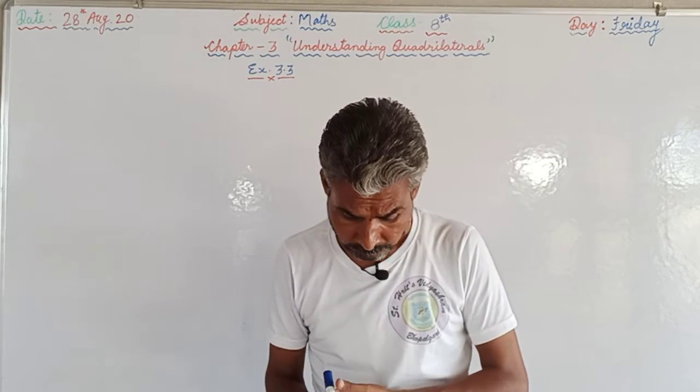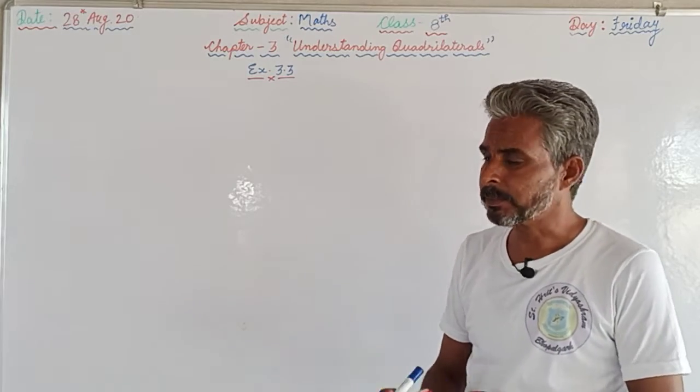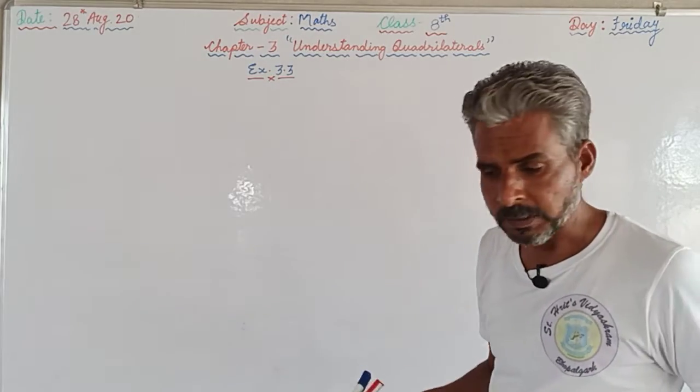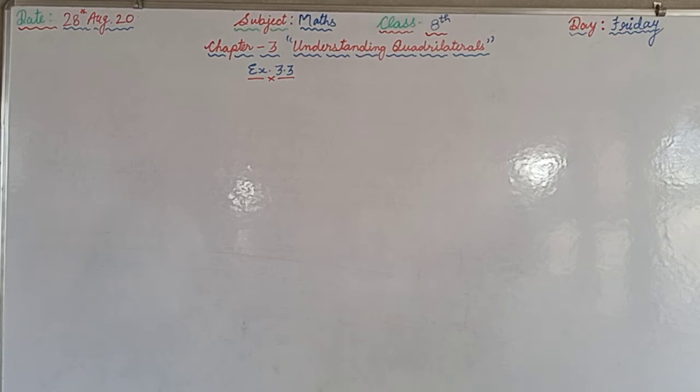This video is for class 8th and the subject is maths, and we are continuing the same chapter, chapter number 3, and the name of the chapter is understanding quadrilaterals. We have already completed exercise 3.2 and we have also done question number 1 and question number 2 of exercise 3.3. Now we will discuss question number 3 of exercise 3.3.